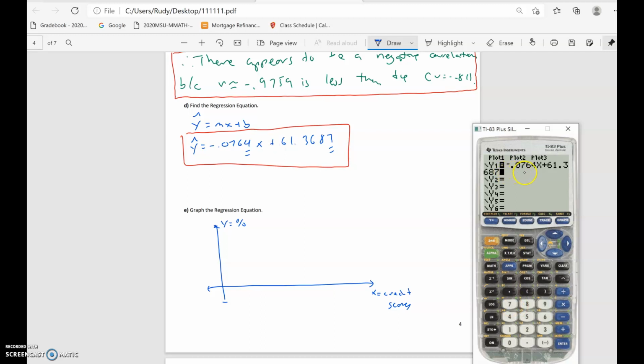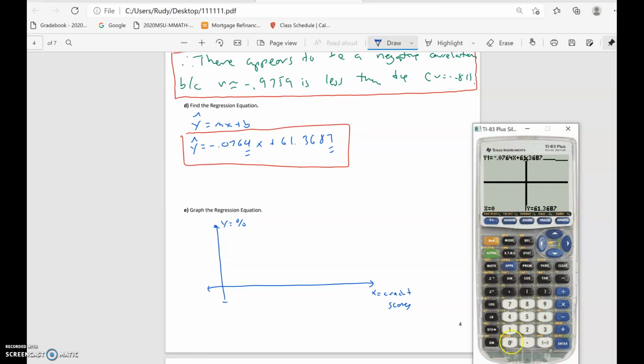And let me double check. Negative 0.0764x plus 61.3687. Once you enter that, hit graph. And we may have to zoom out. So hit zoom and then number 3, zoom out. And I think our window is too small. So let's use a negative 50. Actually, because of the 61, negative 70. So we get to see, so put 70 on all of them. There you go. Okay, that's our line.